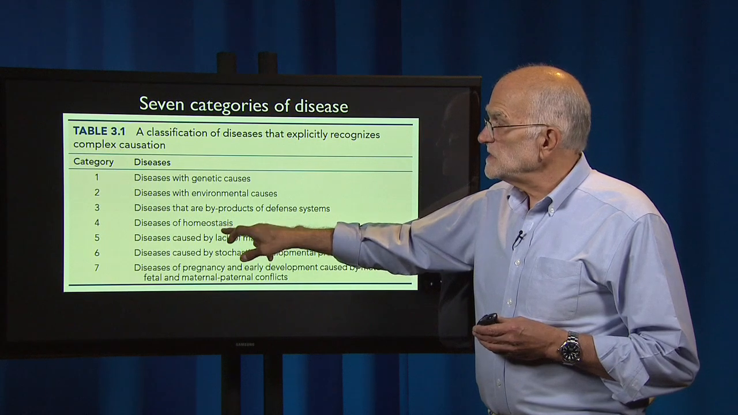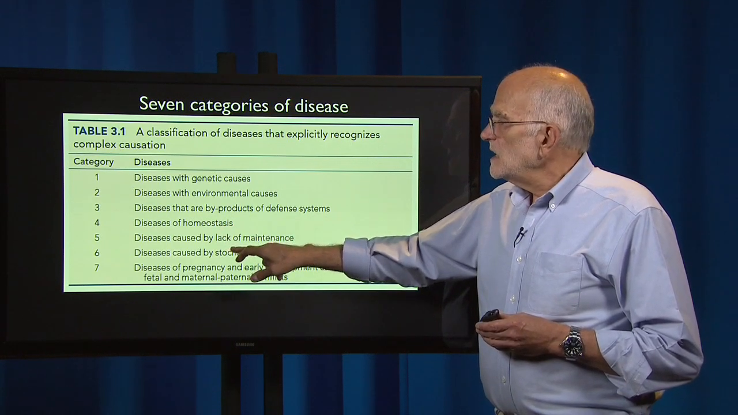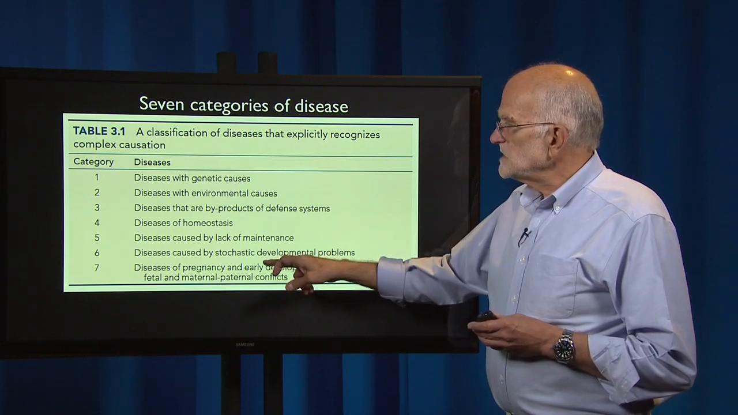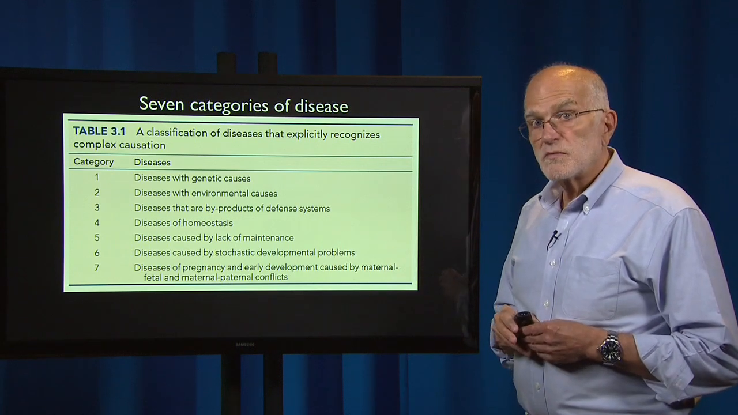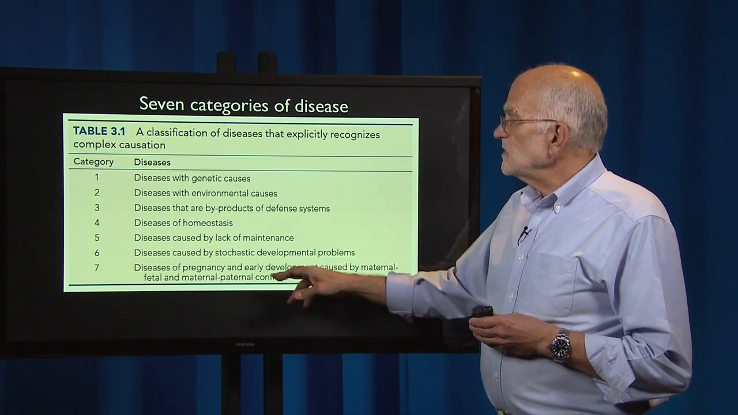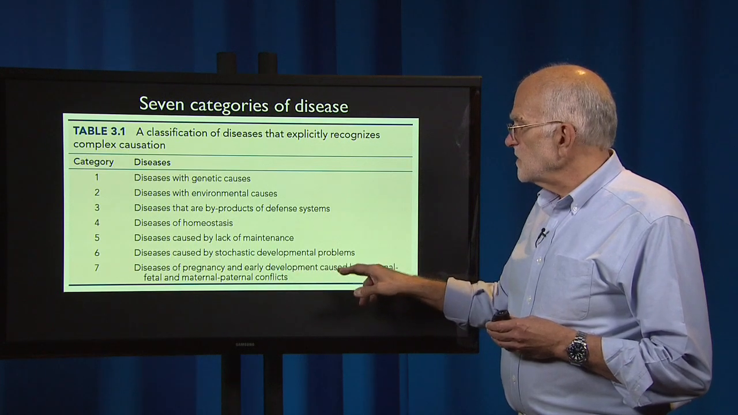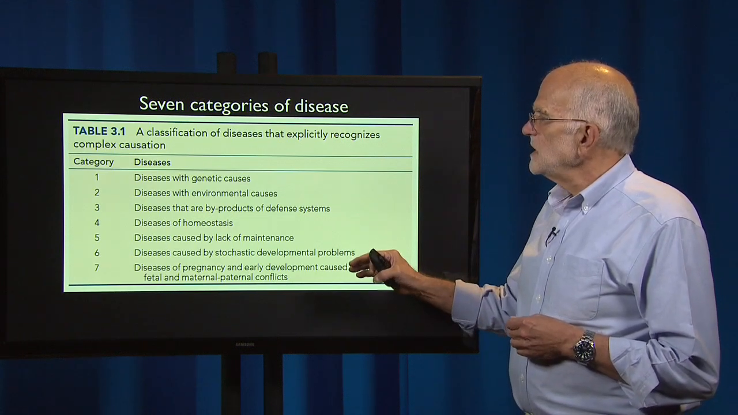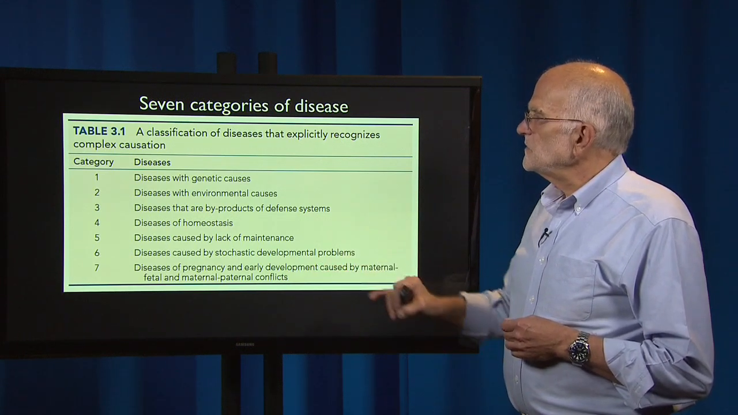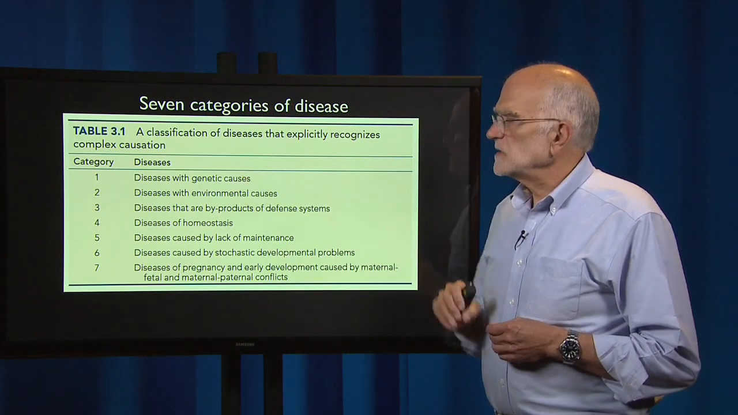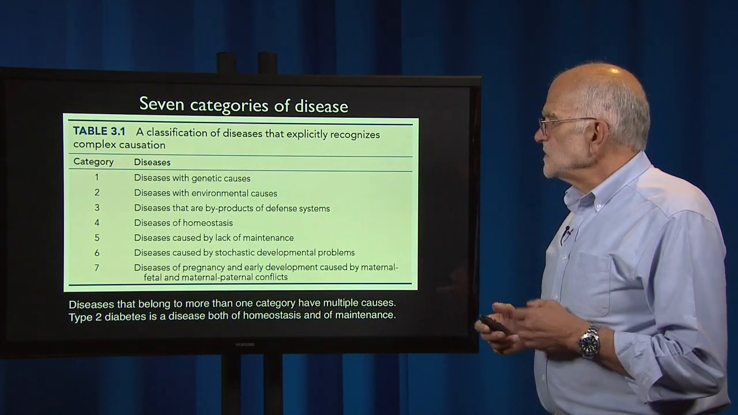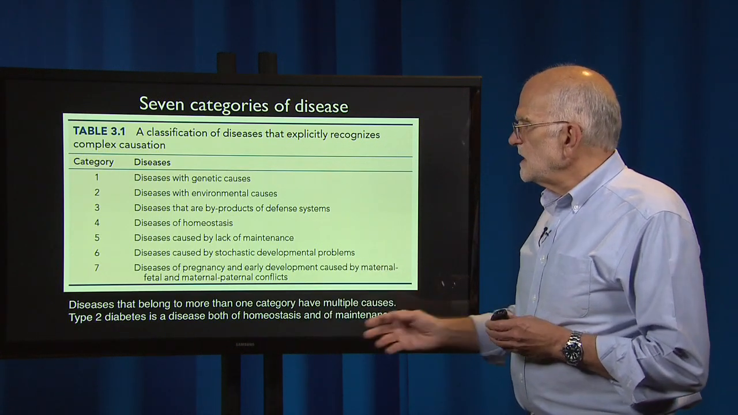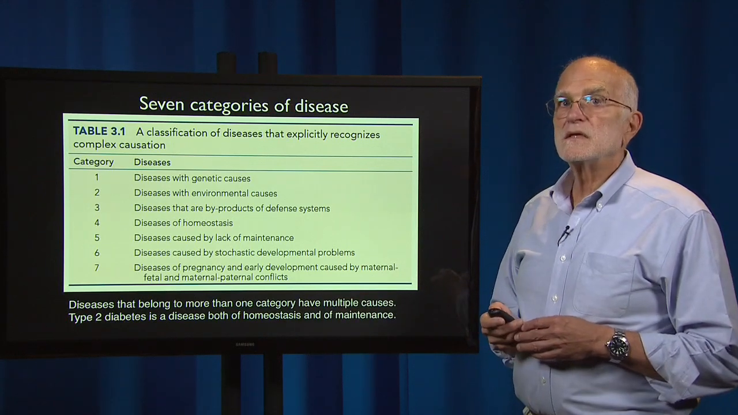Category 4 are diseases of homeostasis. Category 5, diseases that are caused by lack of maintenance. Category 6, diseases caused by stochastic developmental problems. And category 7 are diseases of pregnancy and early development that are caused by maternal-fetal and maternal-paternal conflict. So this is one of the more evolutionary of the causes, as are the genetic causes. Diseases that belong to more than one category have multiple causes. An example is type 2 diabetes. It is a disease both of homeostasis and of maintenance.